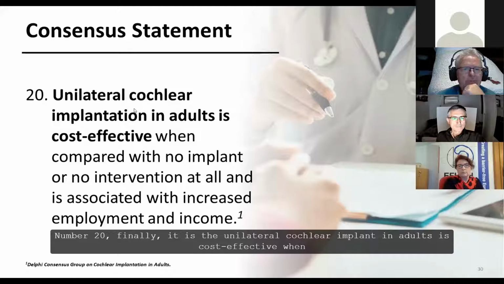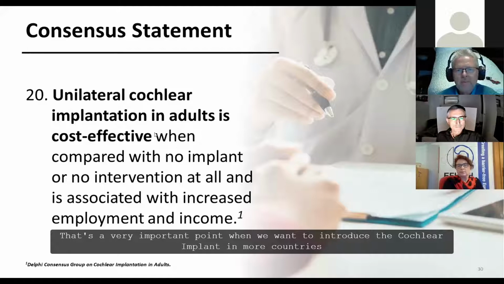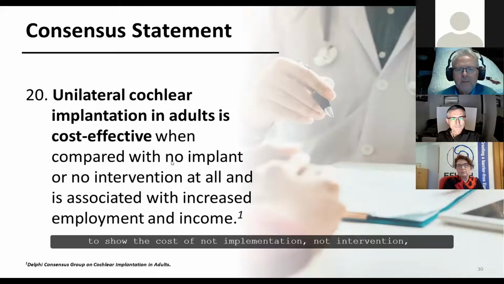Number 20, finally: unilateral cochlear implantation in adults is cost-effective when compared with no implant or no intervention at all, and is associated with increased employment and income. That's a very important point when we want to introduce the cochlear implant in more countries, because it shows that the cost of non-intervention is much higher than the cost of the cochlear implant.